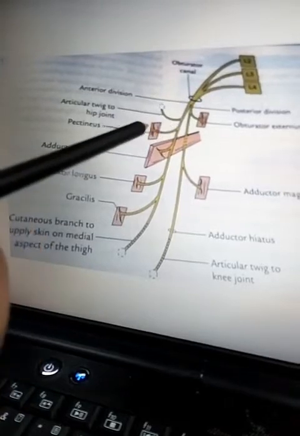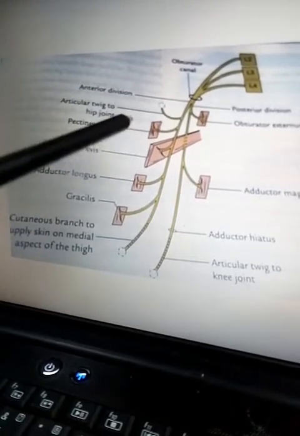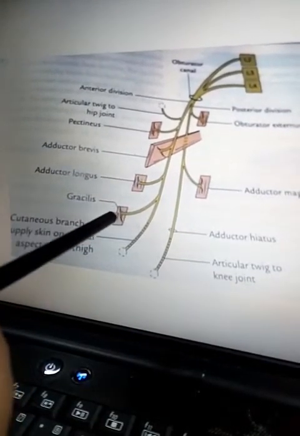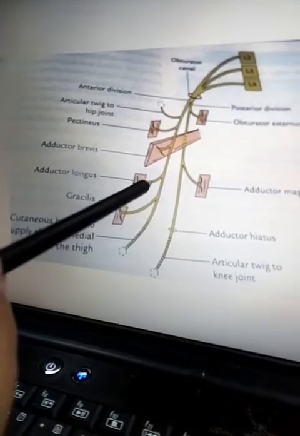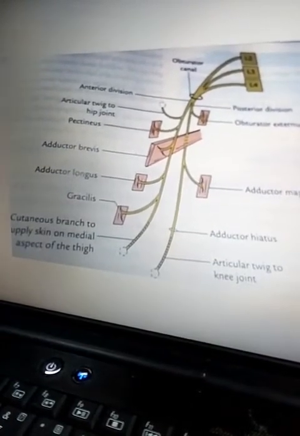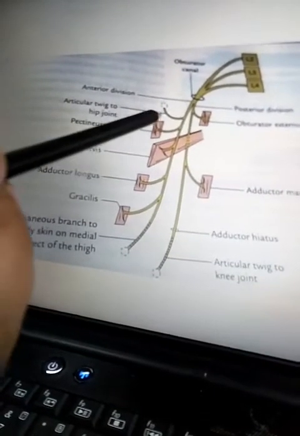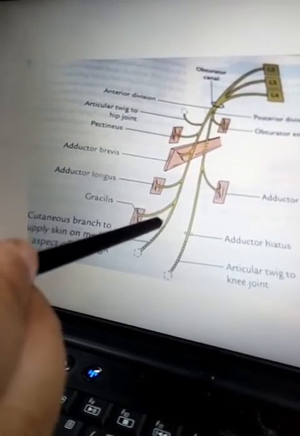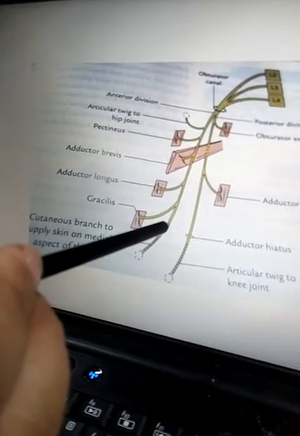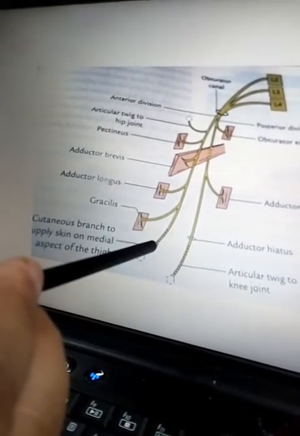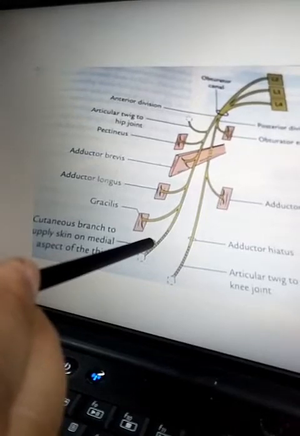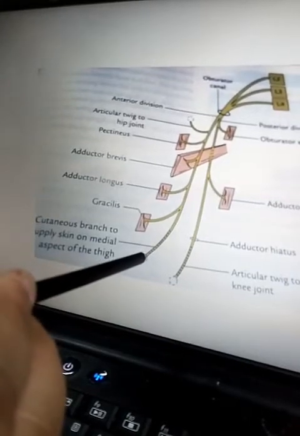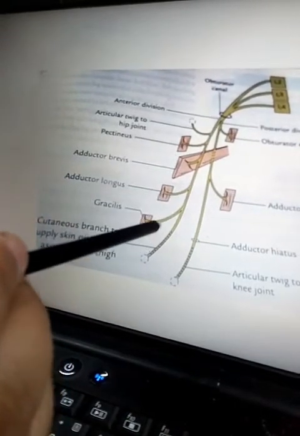The anterior division supplies pectineus, adductor longus, gracilis, and usually the adductor brevis. The anterior branch also gives an articular twig to the hip joint. Distal to the adductor longus, it enters the adductor canal, where it provides a twig to the subsartorial plexus of nerves and terminates by supplying the femoral artery in the adductor canal. So that was about the anterior division of the obturator nerve.